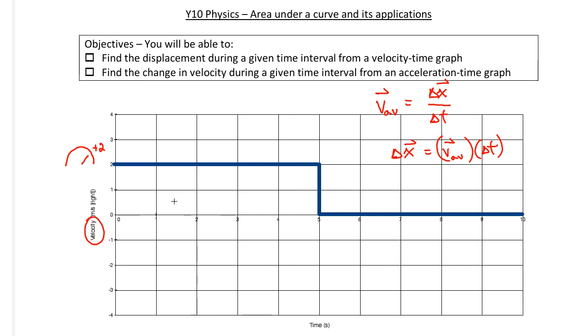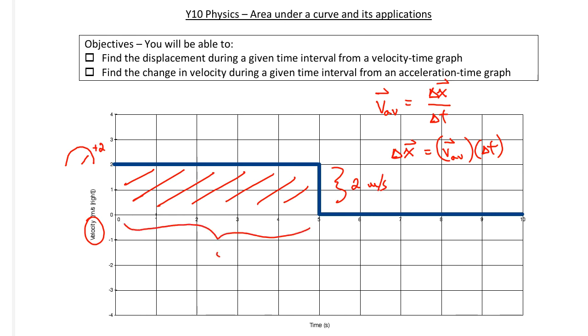What we're actually doing when we do that is we're calculating the area of this rectangle, the area between the curve and the time axis. This height here is our 2 meters per second, and this length here is our 5 seconds, and we're multiplying those two together. 2 meters per second multiplied by 5 seconds is 10 meters. In other words, we're multiplying our average velocity by our elapsed time, and we're getting our displacement.